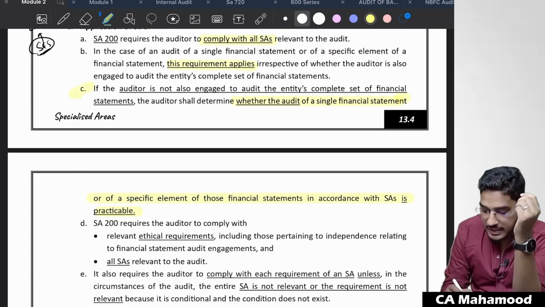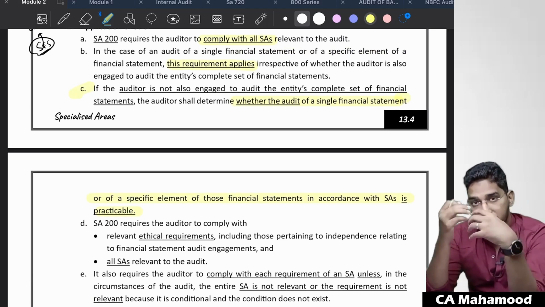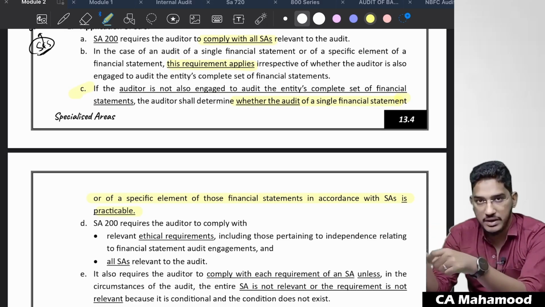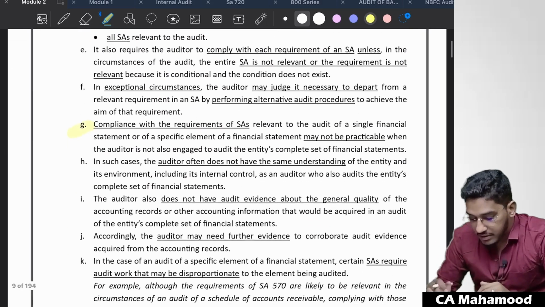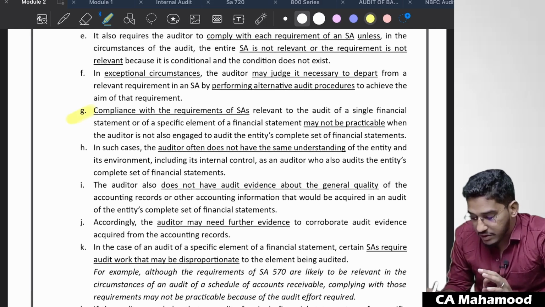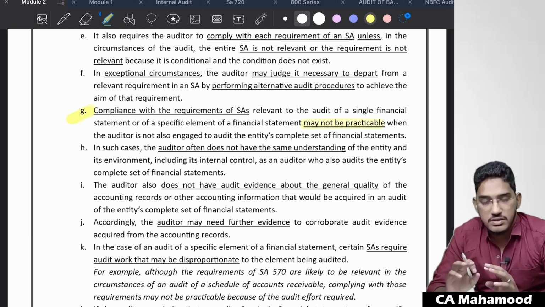So in point C they are telling, in case you are not the same person who is conducting the audit of the complete set of financial statements, you need to determine whether conducting an audit of a single financial statement is practicable or not practicable. When it will not be practicable, from here they will say: compliance with requirements of SAs relevant to the audit of a single financial statement or specific element of the financial statements may not be practicable when the auditor is not also engaged to audit the complete set of financial statements.